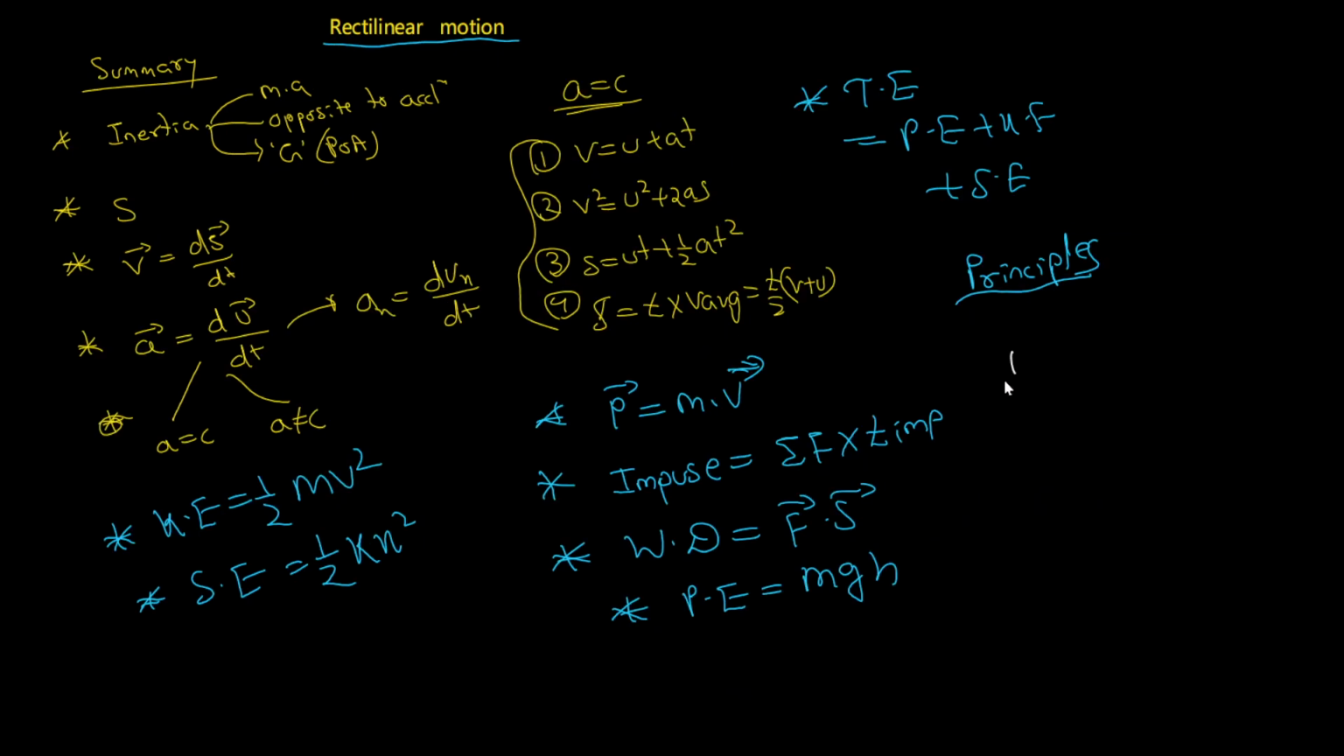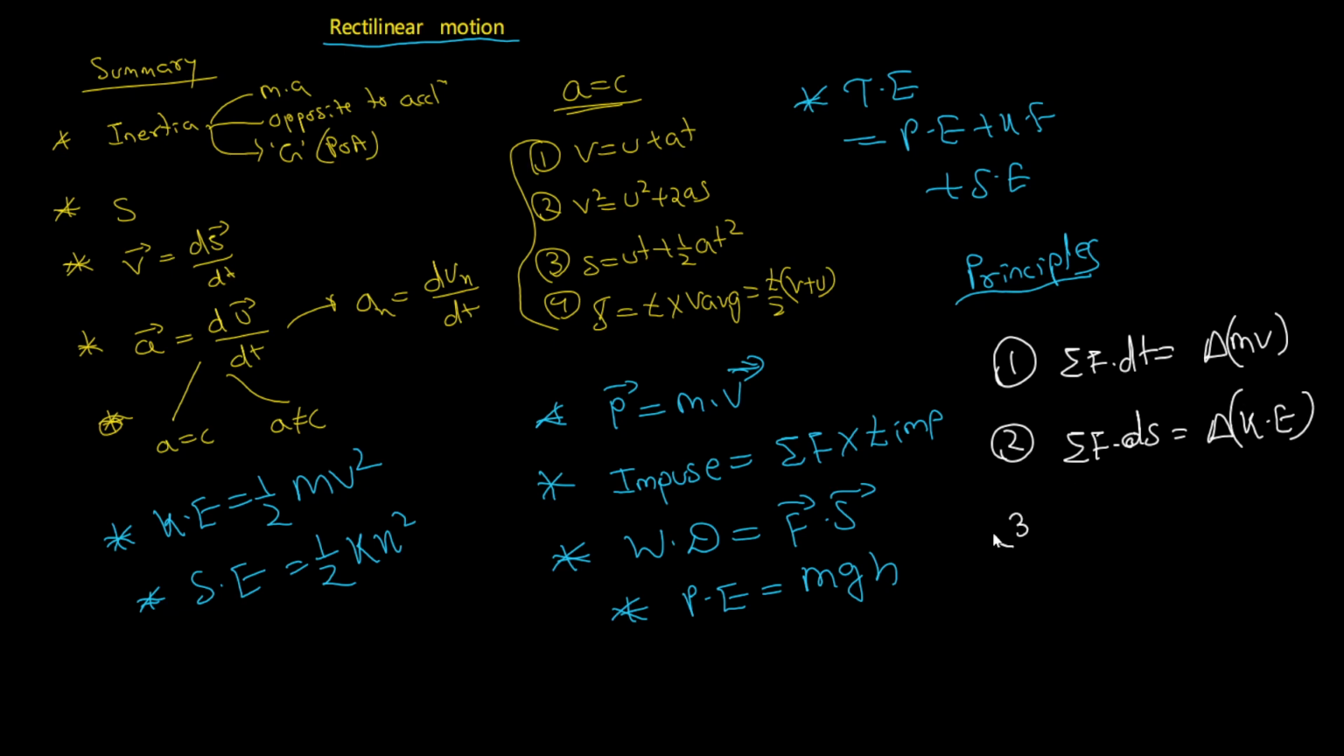The principles are like this: net impulse, that is net external force into time, is nothing but change in momentum mv. Okay, change in momentum. Then the second one is like this: work done, F into ds, is equal to change in kinetic energy. The third one is energy conservation. I'll give you some applications of all the equations whatever we have discussed in this video. We'll do some numerical. Okay, so these are the concepts we have discussed in this video.